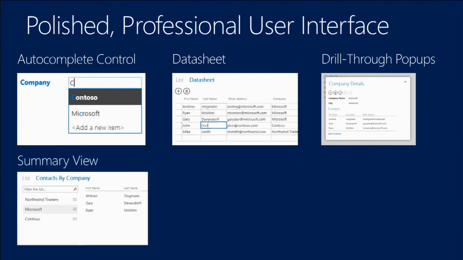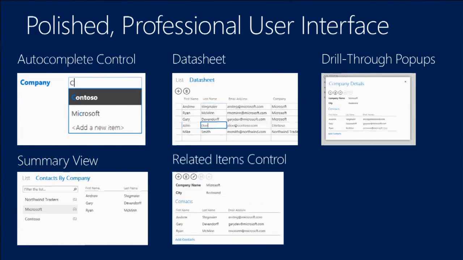So there's the summary view that I mentioned. That's going to group things by category from a related table and show you how many are in each category. And there's just a simple list of the records that are in that category on the right.